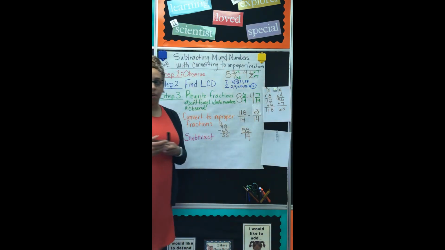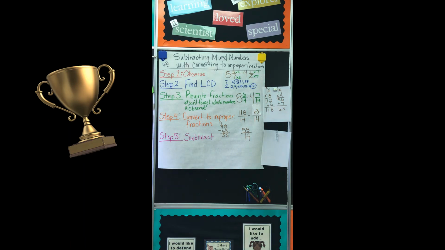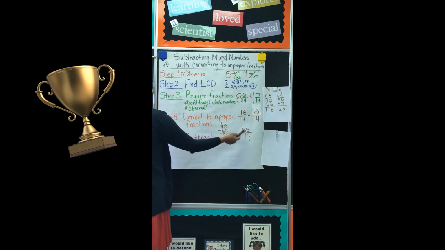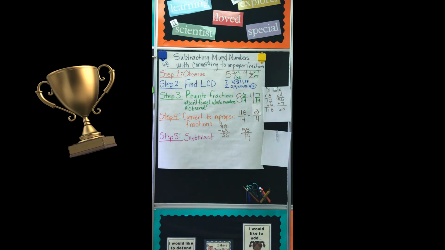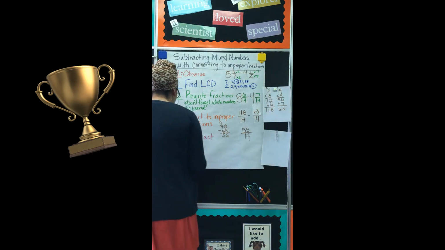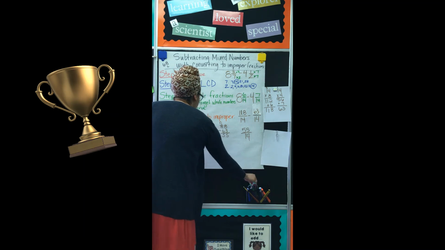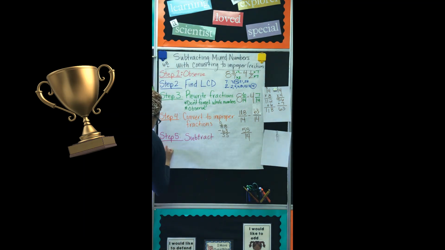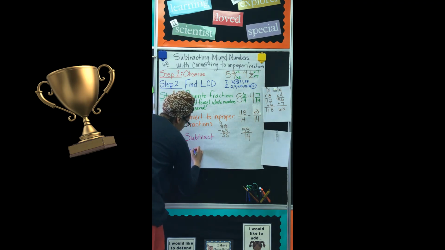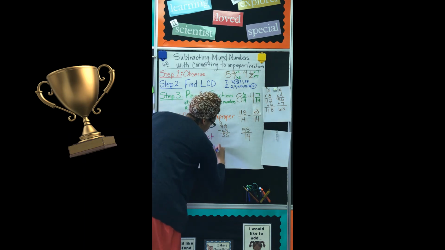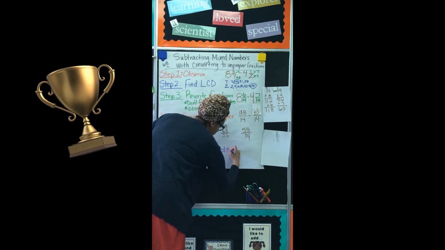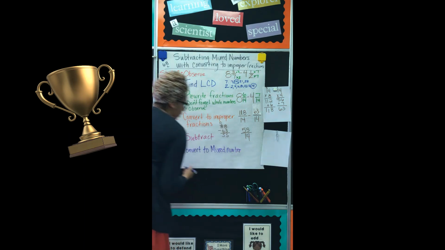55/14. Well, what we know about our championship answer, we cannot leave an answer like this unless it asks us to. We're being asked to put everything in the simplest form because, like when we do recipes, we don't use improper fractions, we use mixed numbers. So we can just use a cup instead of a bunch of 1/4 cups. So our final step for subtracting is we have to convert it back to a mixed number.